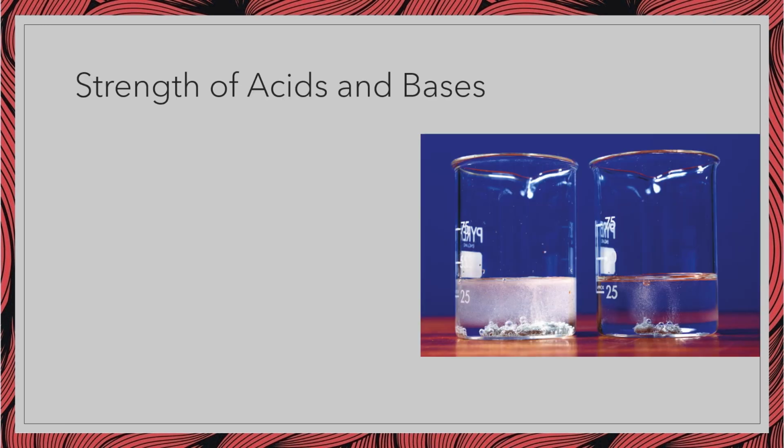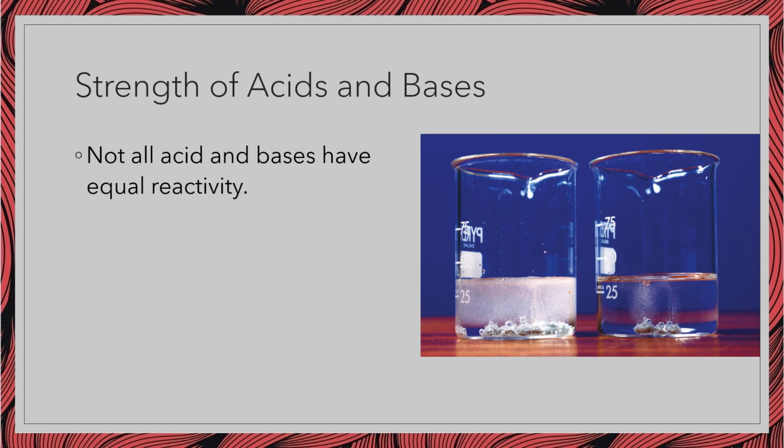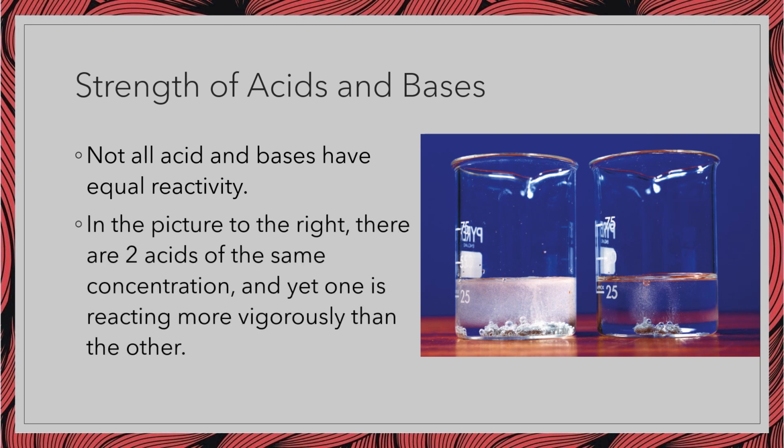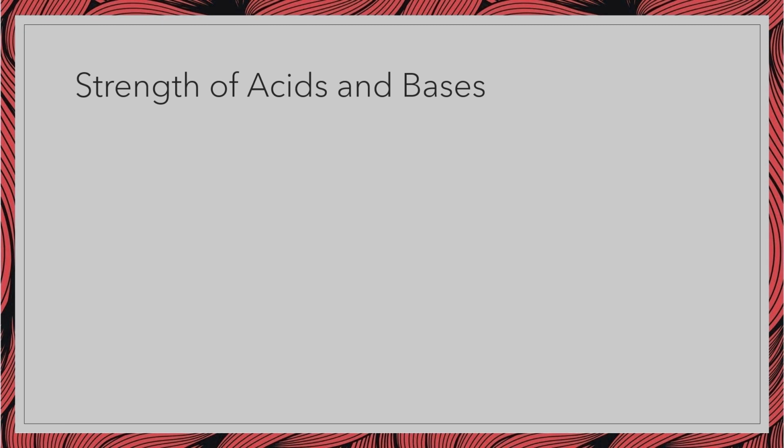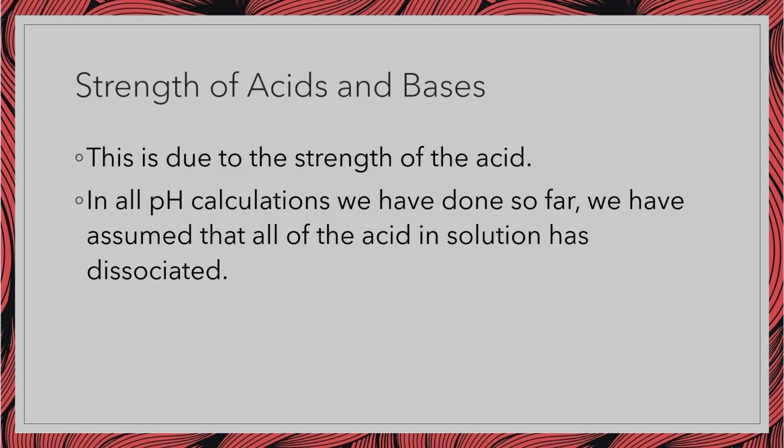Now, strengths of acids and bases. So here, have a look at this picture. We can see that we've put some metal into two different acids. One of them is bubbling a lot, one of them is bubbling not so much. And that's because not all acids and bases have equal reactivity. Okay, in the picture, there's two acids of the same concentration, but one's reacting more vigorously than the other. And why is that? Well, it's the strength of the acid and the base. Okay, so it's due to the strength of the acid.